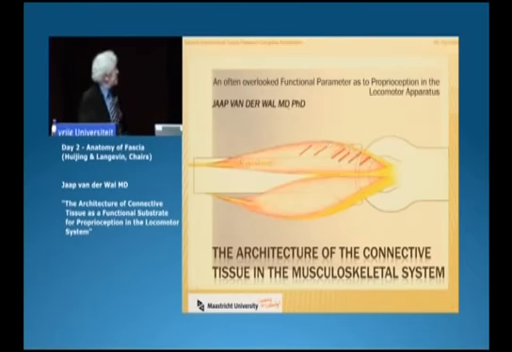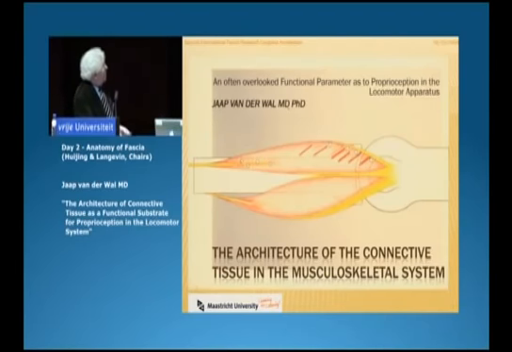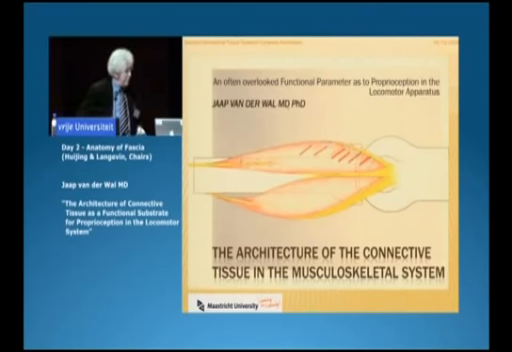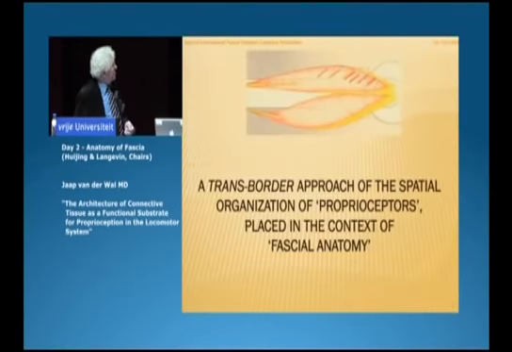The title of my talk is The Architecture of Connective Tissue in the Musculoskeletal System. And the subtitle is about proprioception, the connective tissue skeleton as proprioceptive substrate, an often overlooked functional parameter as to proprioception in the locomotor apparatus. That's where it's all about.